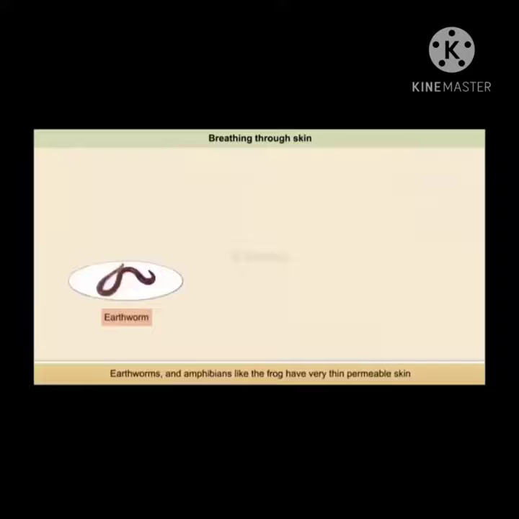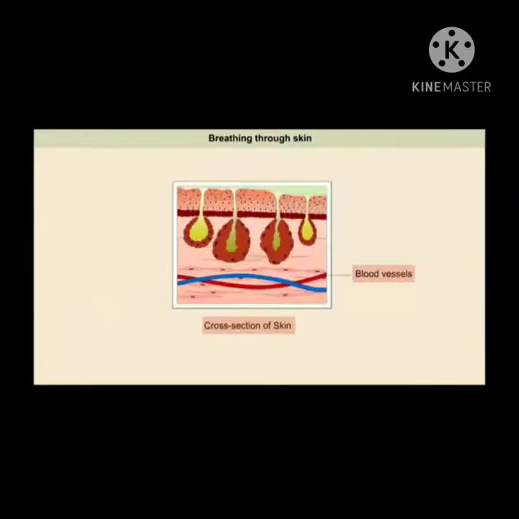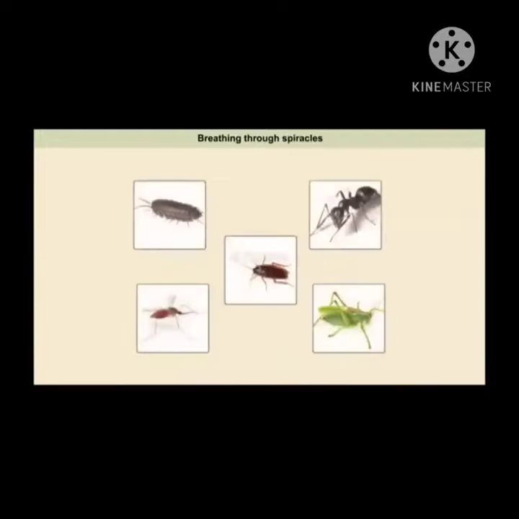Earthworms and amphibians, like the frog, have very thin permeable skin, which allows gases to pass through easily. Blood vessels lie very close to the surface of the skin, so air gets absorbed directly into the blood. On land, frogs breathe through lungs. They are weak and unable to expand much.